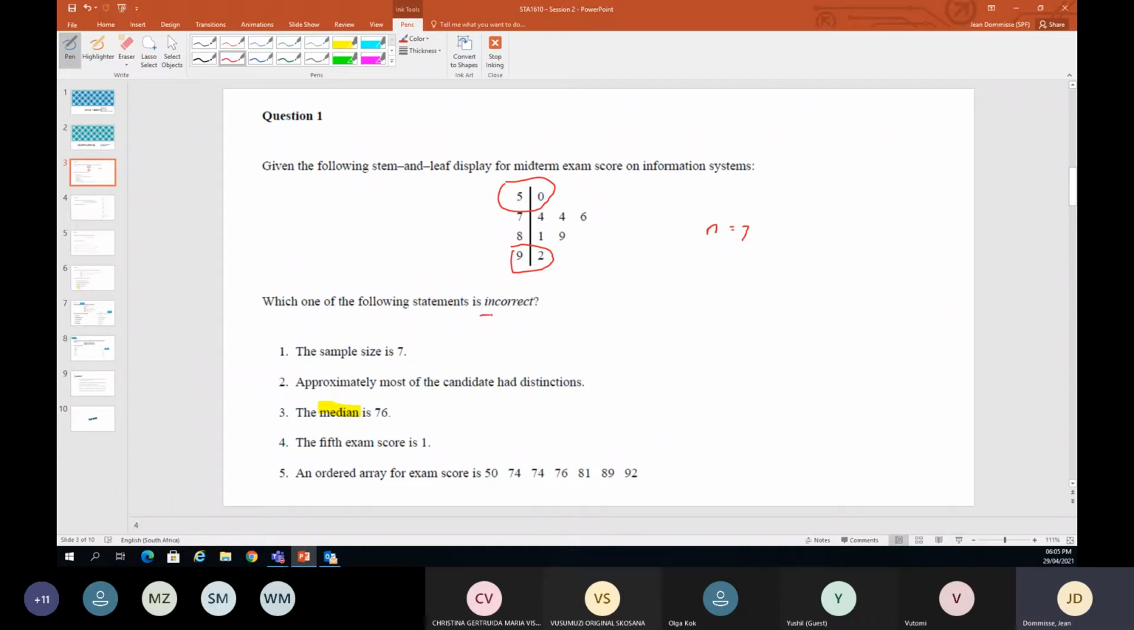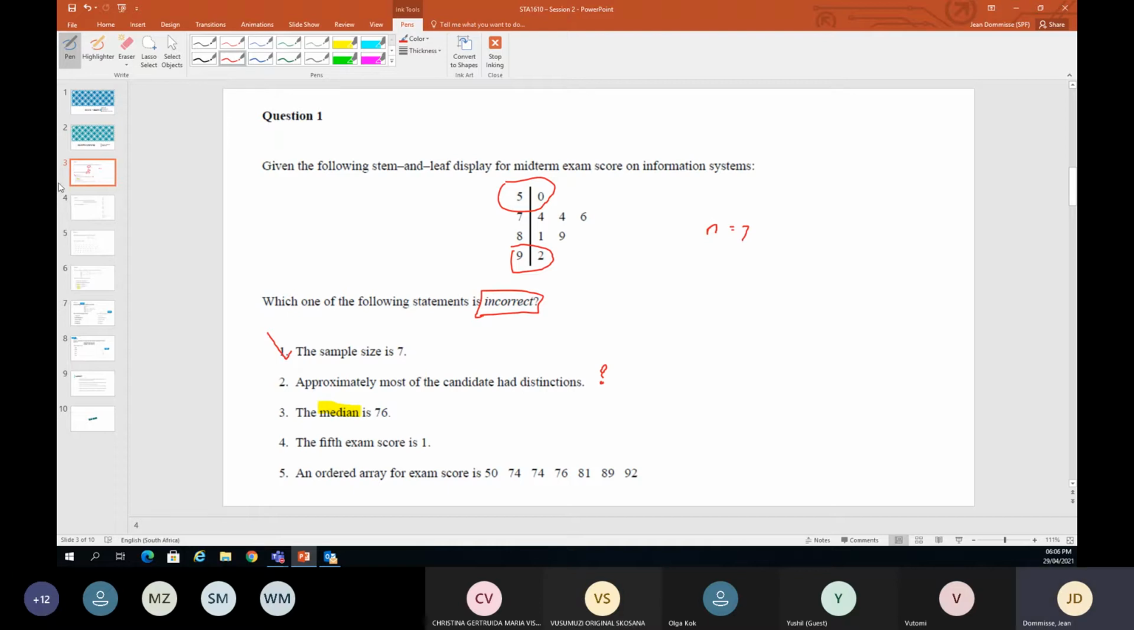Then we can start looking at what's in the questions. First question, and as we have now seen as nearly standard, it is asking for the incorrect one. Which of the following statements is incorrect? Sample size is 7. Okay, we know the sample size is 7, so option 1 is correct. Then we look at: approximately most of the candidates had distinction. Let's leave that one for later.